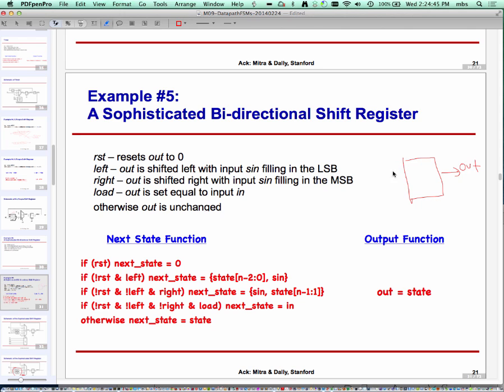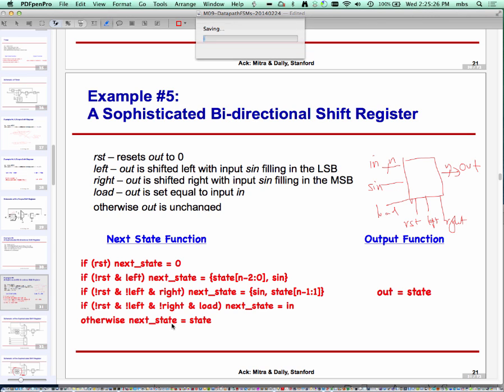It has an out, it has an in, these are n bits. It has a serial in, which is 1 bit, and then it has reset, left, right, and load. It has a bunch of control signals. So it has 4 control signals, a single bit serial input, an n-bit parallel input, and an n-bit output. So the logic is listed out here. It follows from the specification.